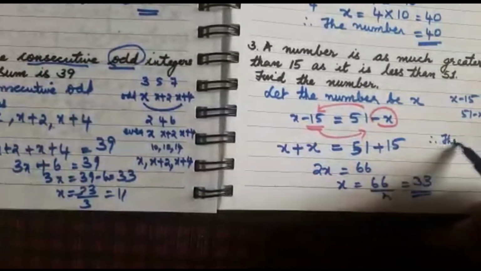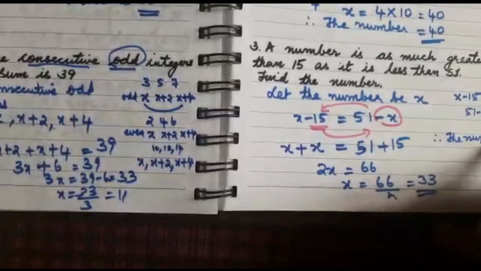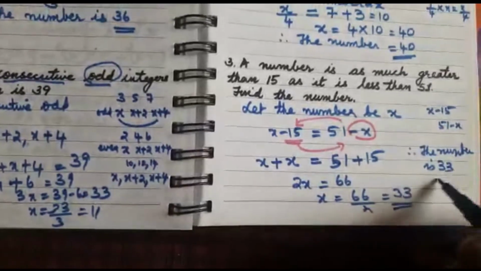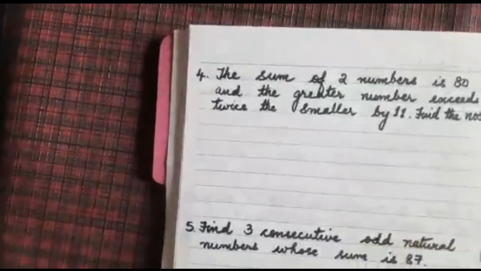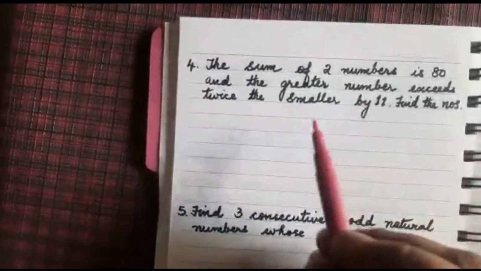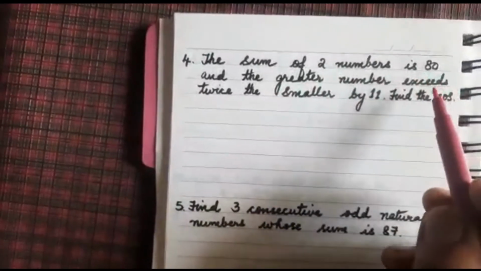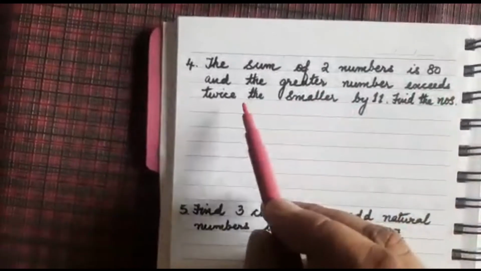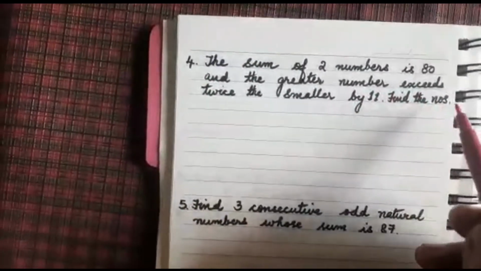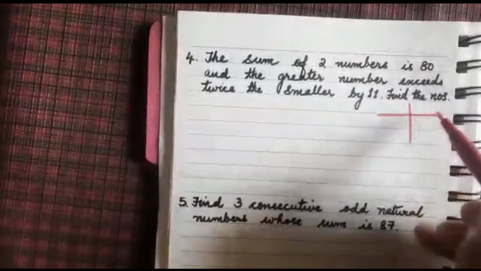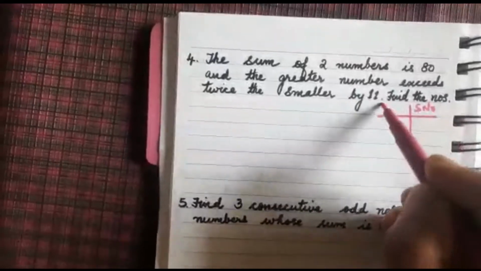Therefore the number is 33. So you got the answer. Now we'll go for the next question. That means find the sum of two numbers. The sum of two numbers is 80, and the greater number exceeds twice the smaller number by 11. Find the numbers. That means you have got a smaller number and a big number.